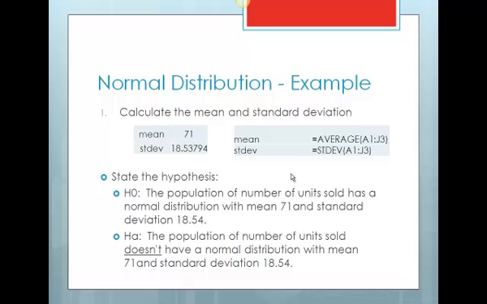So we'll calculate the mean and standard deviation first. You can just do this in Excel using AVERAGE and STDEV. It's important to calculate the mean and standard deviation first because you state your hypotheses based on the fact that your data follows a normal distribution with that given mean and standard deviation. So H0: the population of the number of units sold has a normal distribution with a mean of 71 and a standard deviation of 18.54. HA: the population of the number of units sold doesn't have a normal distribution with that mean and standard deviation.